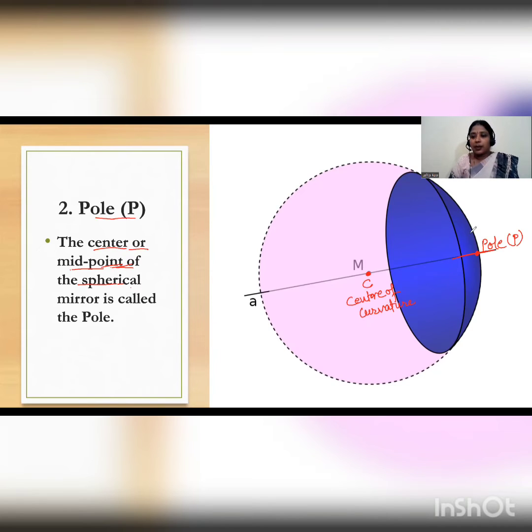So this is the spherical mirror, either a concave mirror or a convex mirror, whatever mirror it is. The center part or the midpoint of this mirror is known as the pole. We can also call it the midpoint of the mirror. So the midpoint or center of the spherical mirror is known as the pole, and it is denoted by capital P.